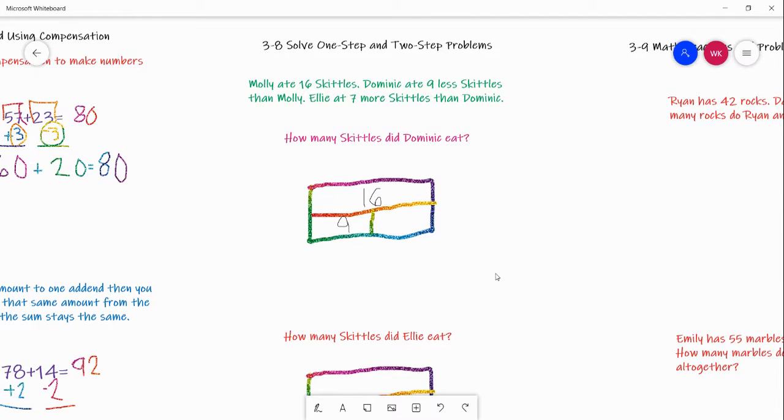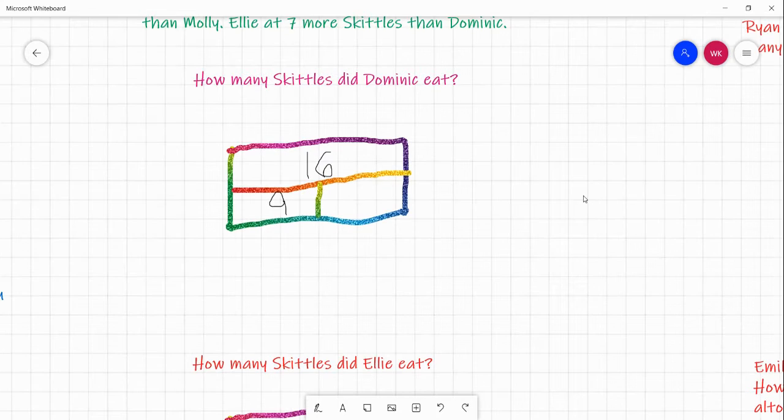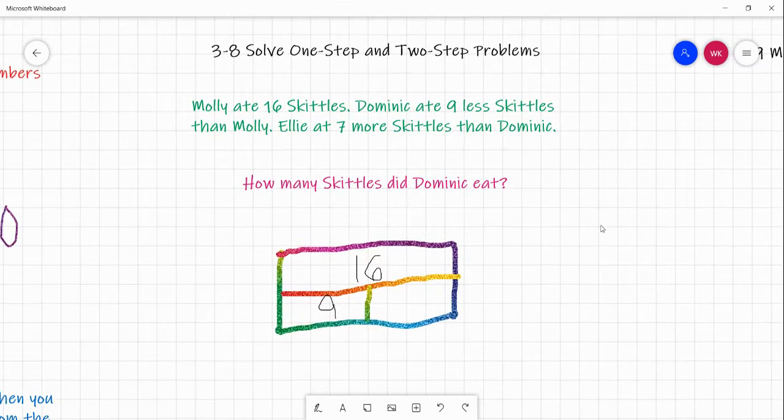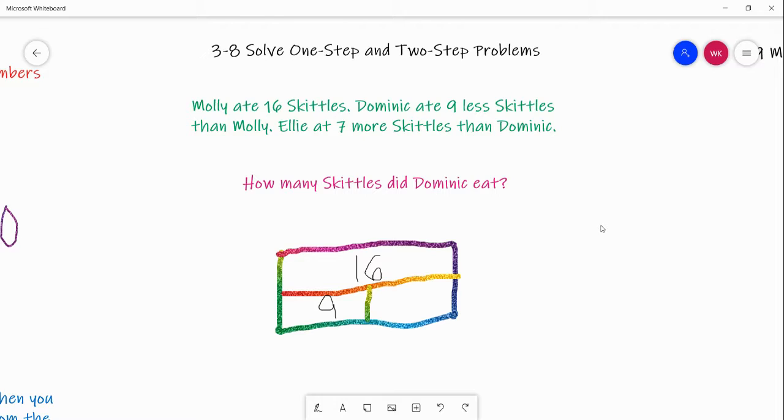Hi friends, we are going to go over lesson 3-8 today, solving one and two-step problems. One step means that you're only adding the numbers that are right there in your word problem. A two-step problem means that you're going to be adding the numbers and then you're going to have to do something else. You're going to either have to add or subtract, same with the first step, in your second step. So here we go.